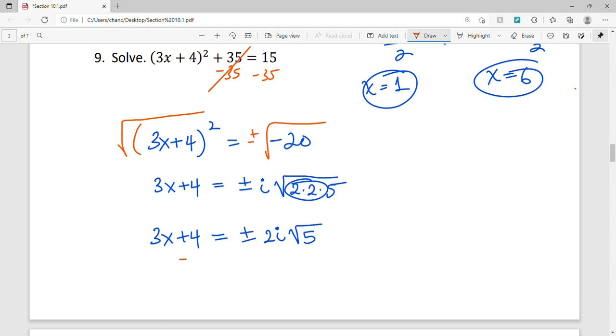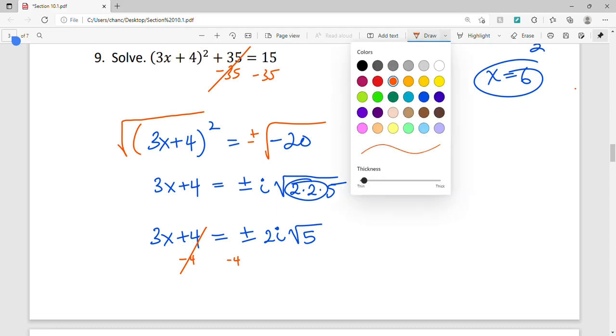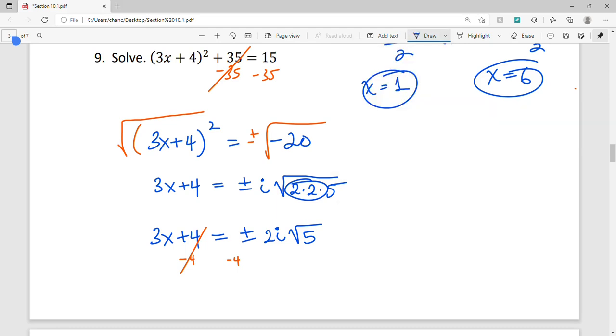Now we can subtract that 4 from both sides. And again, when I do this, I like to put it in front of the plus or minus. It will be a lot clearer to the reader that it's outside of the radical and it's in front of the plus or minus. So let's rewrite this as 3x equals negative 4 plus or minus 2i root 5. We need to isolate that x, and that means we need to divide both sides by 3.